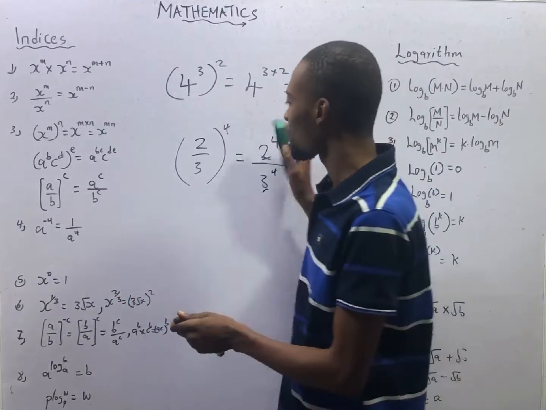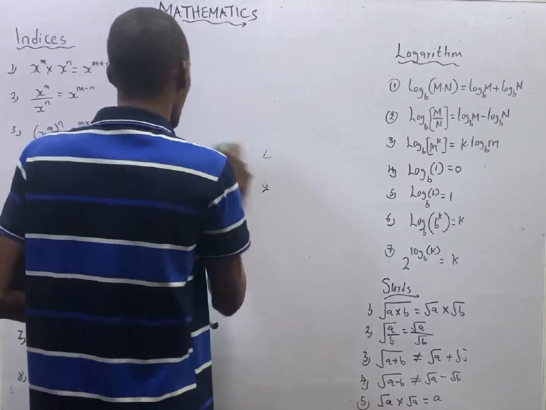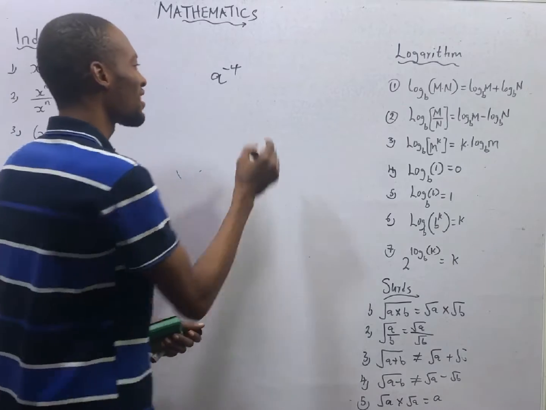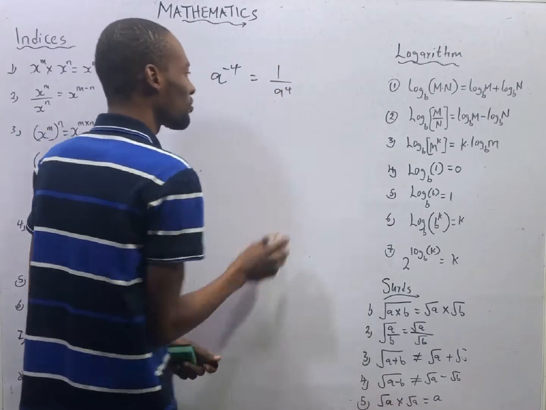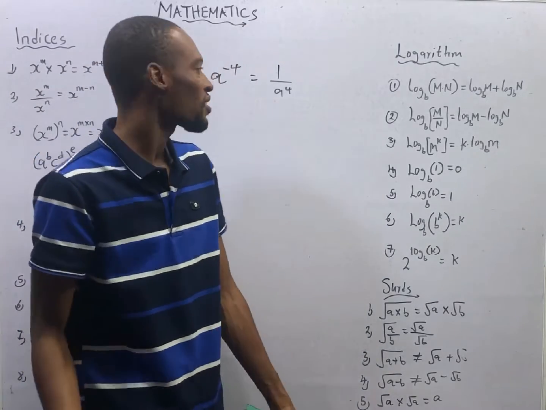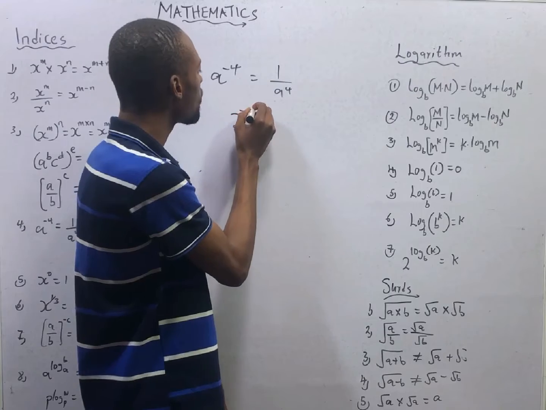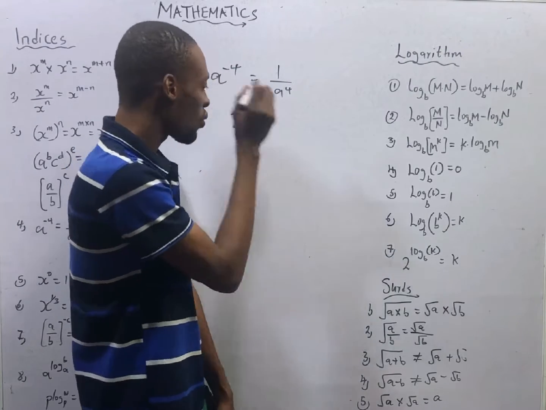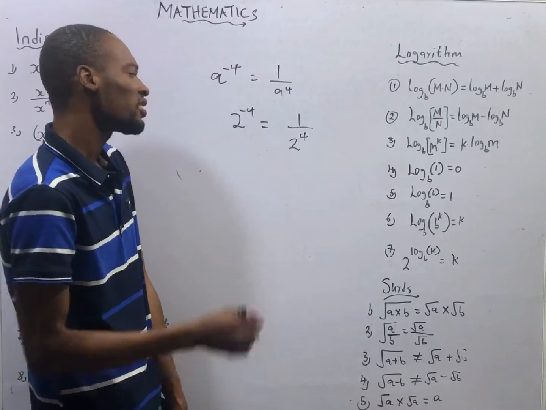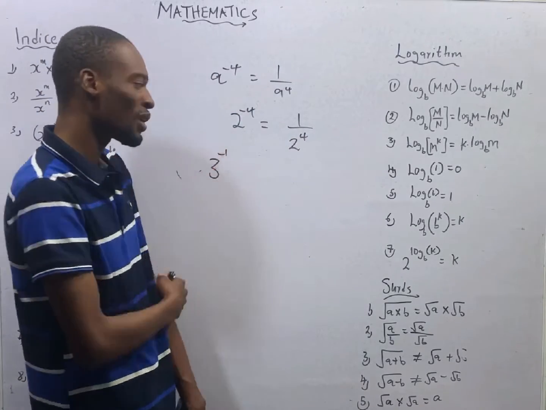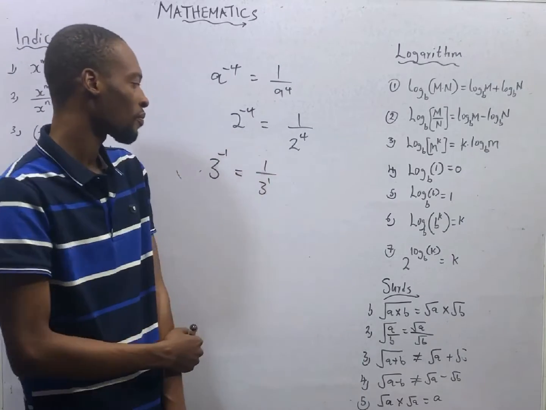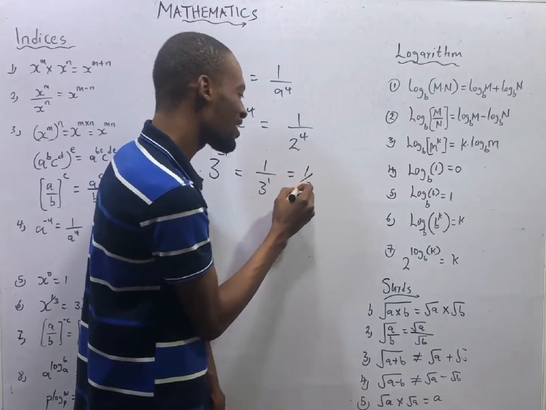Law 4 told us that if you have A raised to the power of minus 4, this is the same thing as 1 over A raised to the power of 4. This is the law of negative power. If I tell you 2 raised to the power of minus 4, this is the same thing as 1 over 2 raised to the power of 4. If I say 3 raised to the power of minus 1, this is the same thing as 1 over 3 raised to the power of 1, which equals 1 over 3.